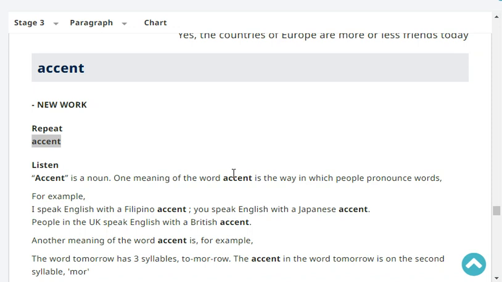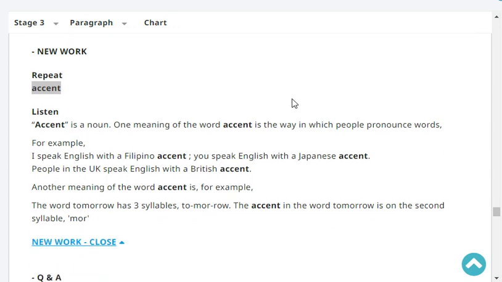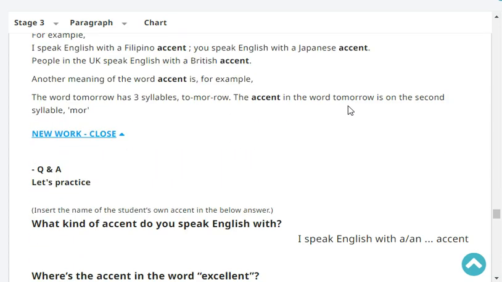Okay, another meaning of the word accent is, for example, the word tomorrow has three syllables. Tomorrow, three syllables. The accent in the word tomorrow is on the second syllable, mor. Tomorrow.